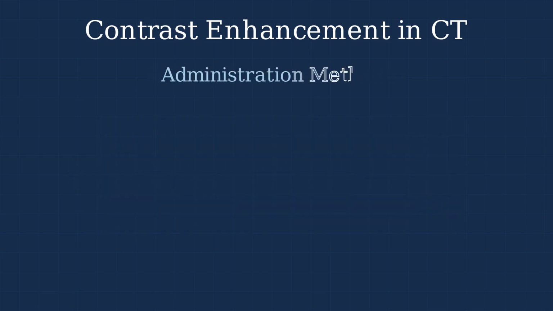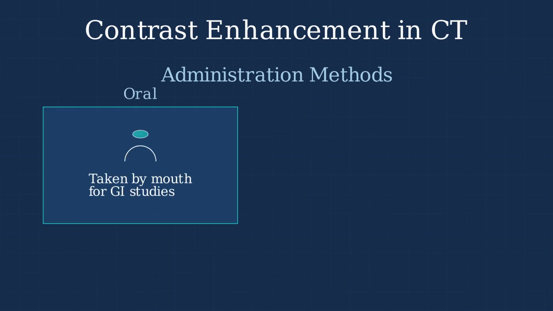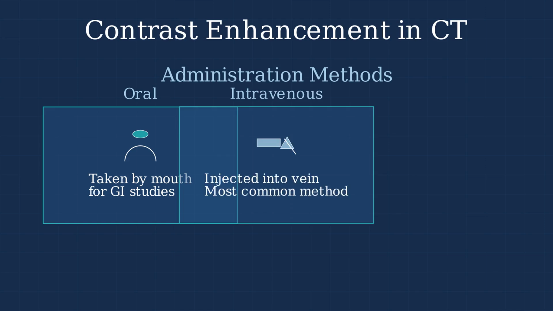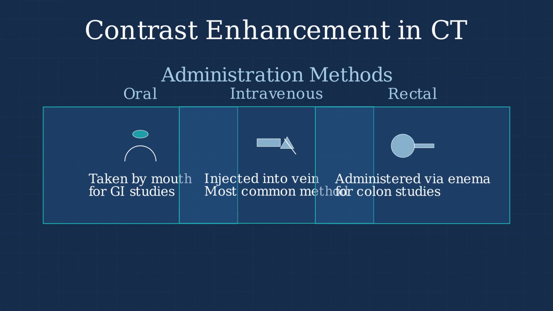Contrast agents can be administered through 3 main routes. Oral administration is used primarily for imaging the digestive tract. Intravenous administration is the most common method, allowing contrast to circulate throughout the body. Rectal administration via enema is used specifically for examining the colon.